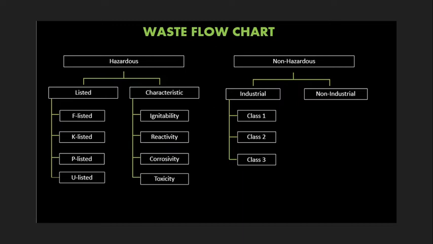And then characteristic waste, which is most of the haz we deal with. There's ignitability, so it's flammable; reactivity, stuff that's reactive with water and whatnot; corrosivity, so corrosive waste; and toxicity, which would be for like heavy metals and stuff. And then the other category is non-hazardous. If you're in Colorado, literally there's none of that breakdown right there. There is industrial versus non-industrial, but there's none of that class 1, class 2, class 3. That's a Texas thing, just FYI.